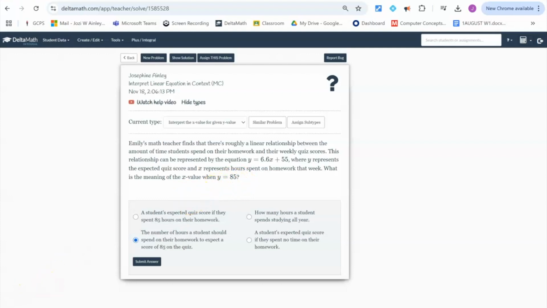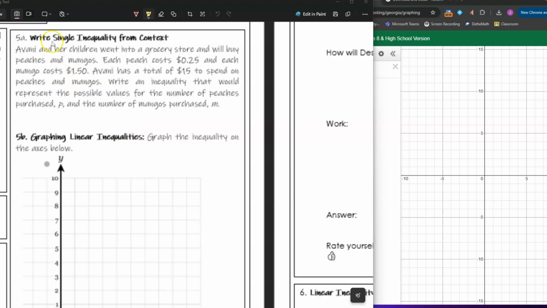Let's practice. All right, so the next one we're going to look at is write a single inequality from context. Okay, so again, what are my keywords here? I'm writing an inequality. That means I don't want to see an equal sign. I want to see greater than or less than. All right, from context just means from the words.